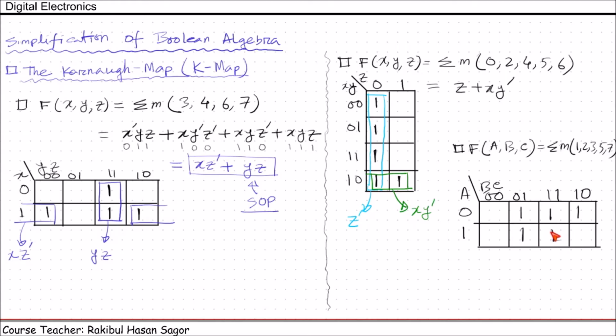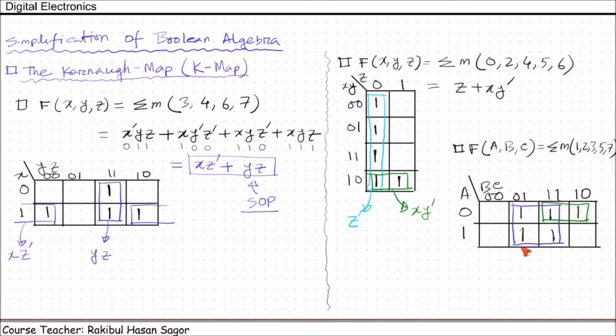Now what is the biggest box we can take containing ones? We can take 4 adjacent cells. This is the biggest rectangle we can take. Now for this one, what is the biggest box we can take? We can take 2 ones. Now all the ones are covered. Now let's start naming the boxes.